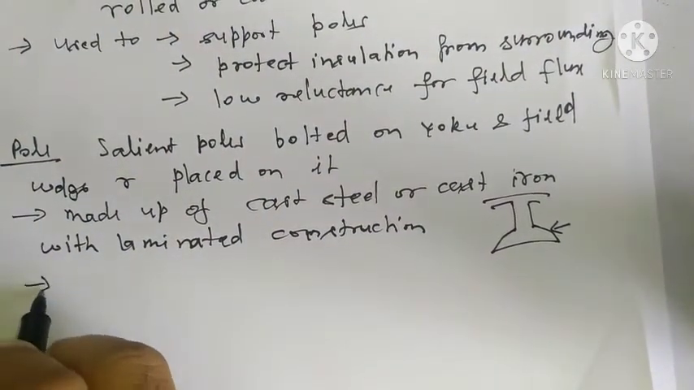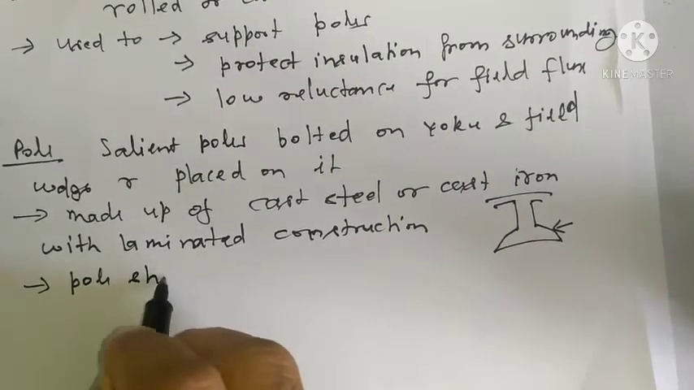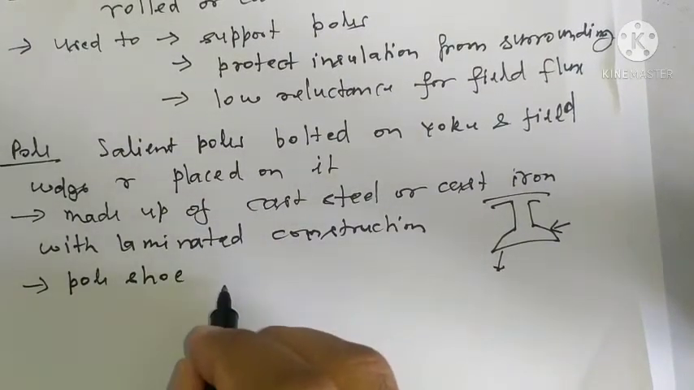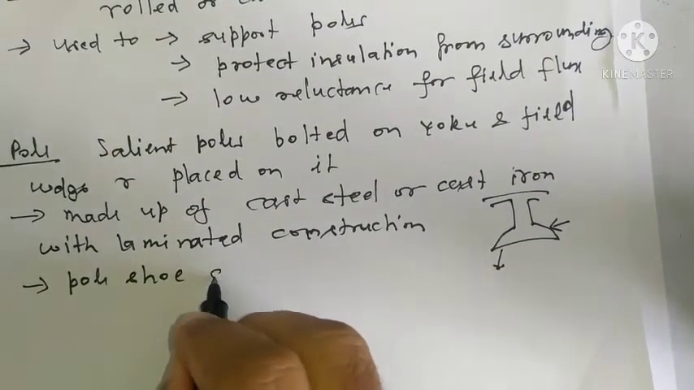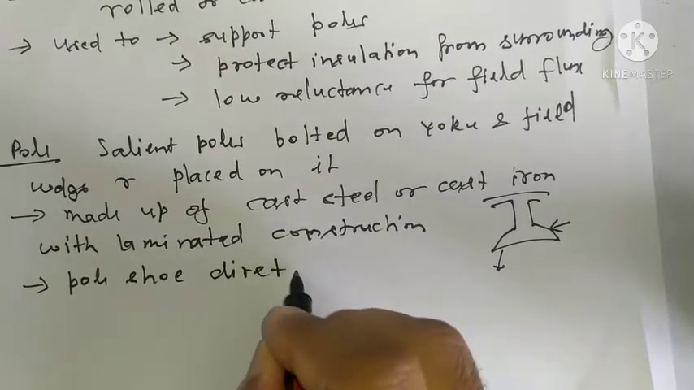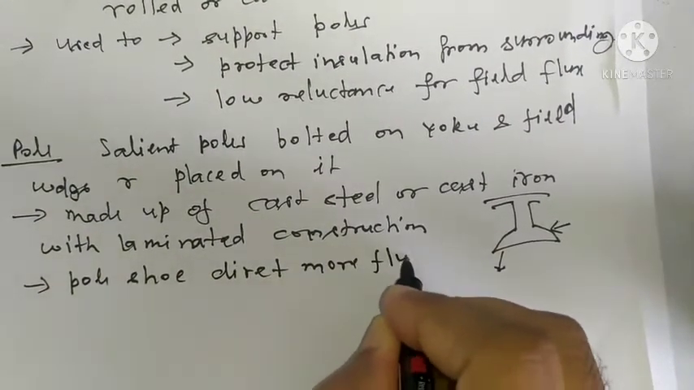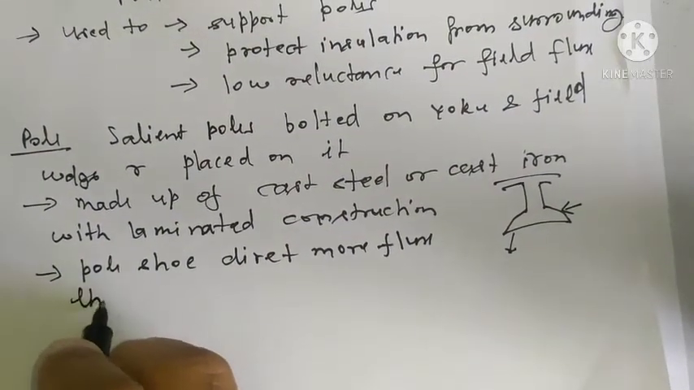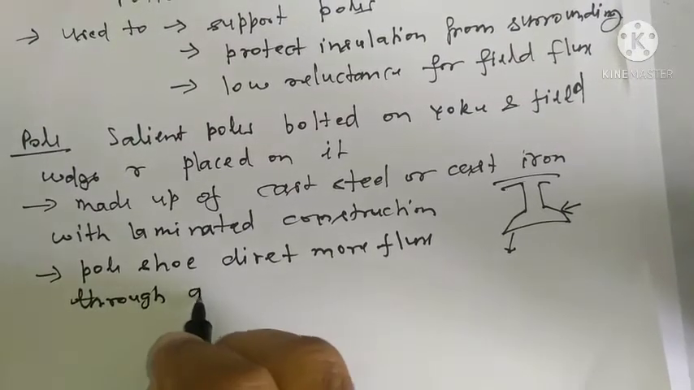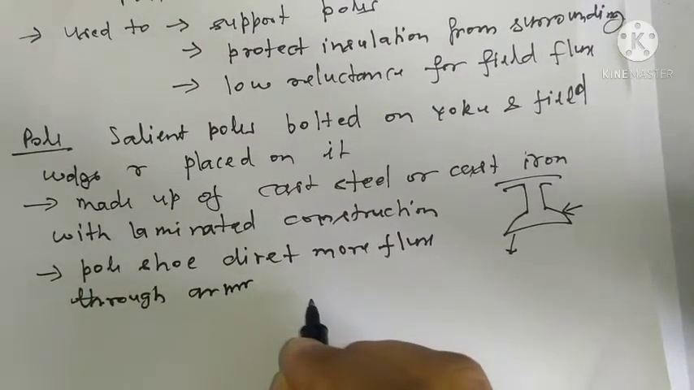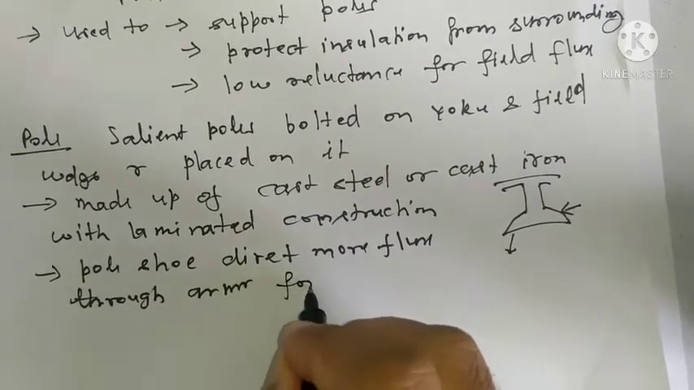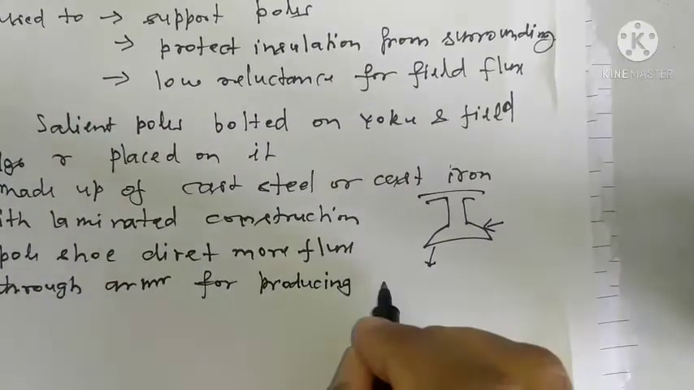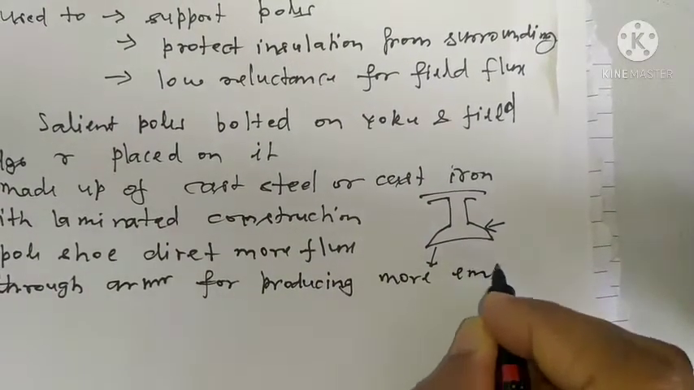And what is the use of the pole shoe? It is used to direct most of the flux towards the armature, to direct more flux through the armature, for producing more EMF in the armature.